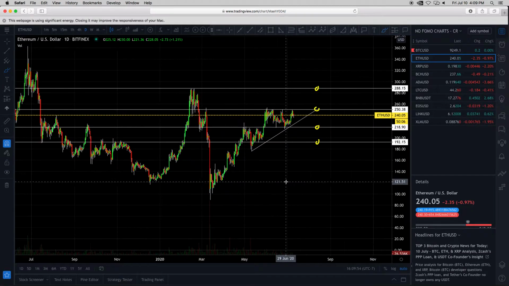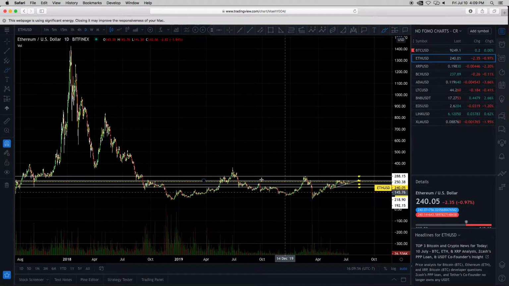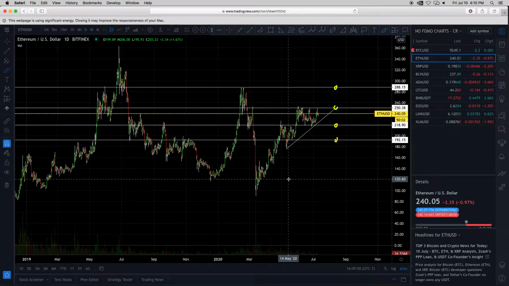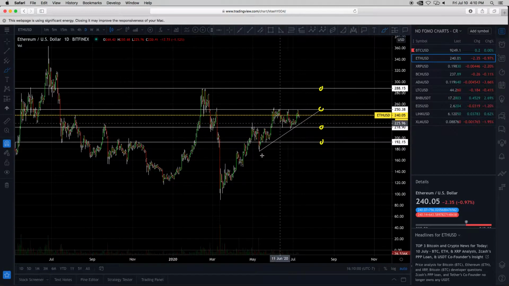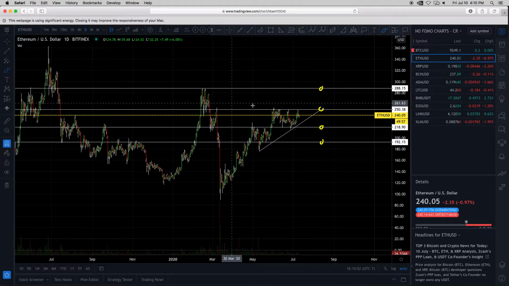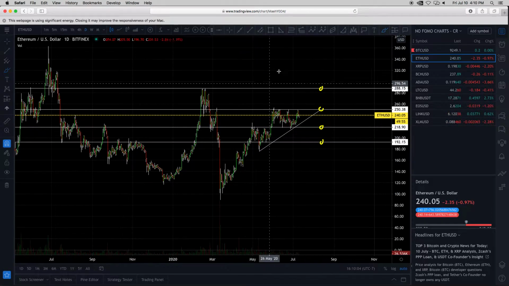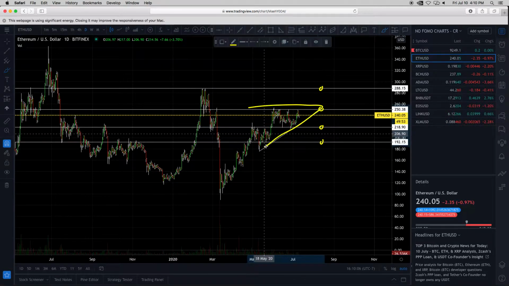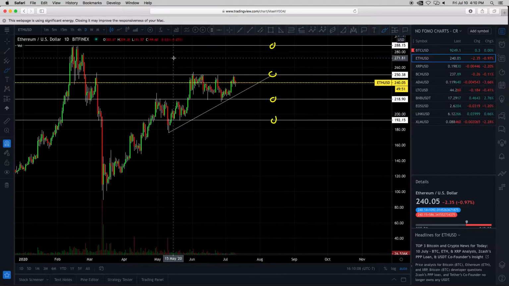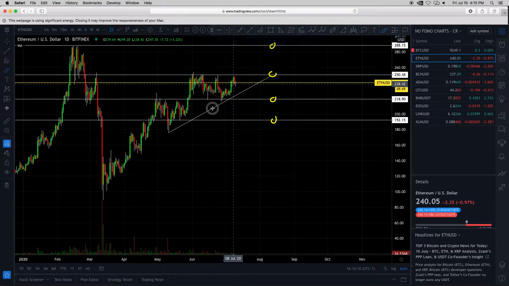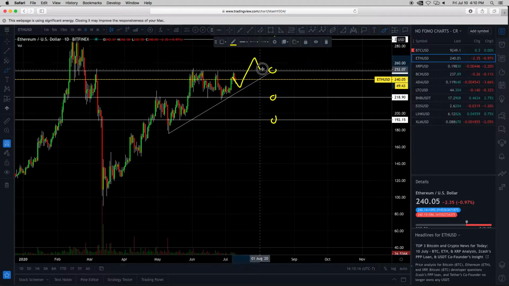Ethereum. All right. So again, a bit of a consolidation pattern for Ethereum. Currently in an ascending triangle pattern, okay? What am I saying right here? Ascending triangle pattern. Now, it has three resistances on top, trendline support on the bottom. Now, what do we need? We need to break out from here.